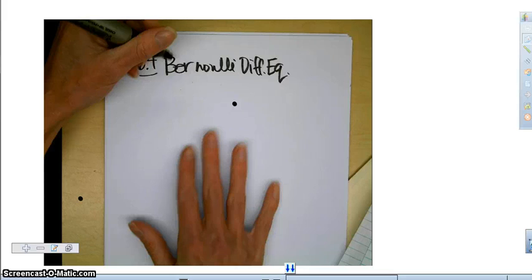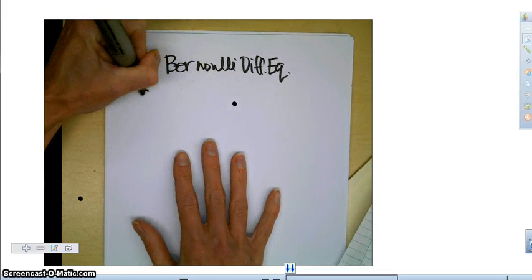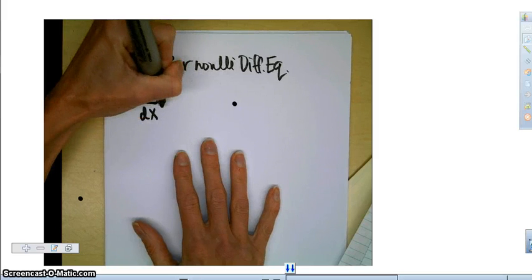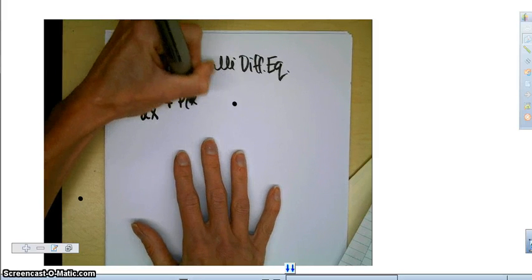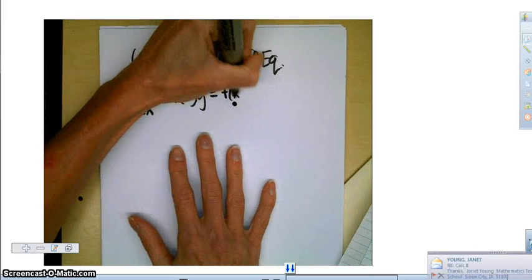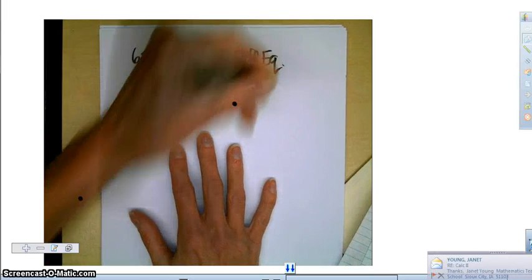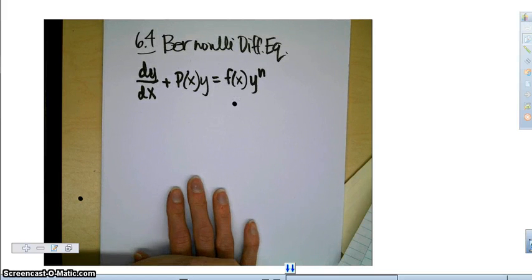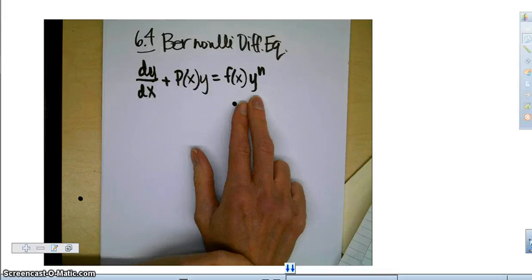So a Bernoulli differential equation looks like this. You will be able to get it in this format: dy over dx plus p of x y equals f of x times y to the nth power. All right, so the difference here is this right side of the problem.